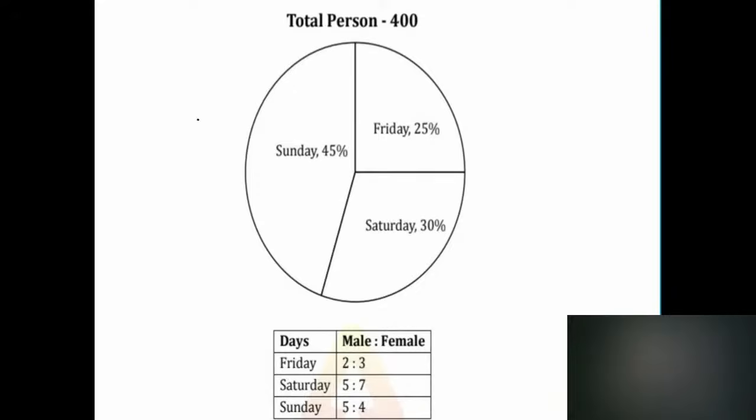So in total there are 400 people, 400 members. What we should do is distribute them into 3 days. Sunday 45% went, Friday 25%, and Saturday 30%. We should distribute these 400 to Sunday, Friday, and Saturday.